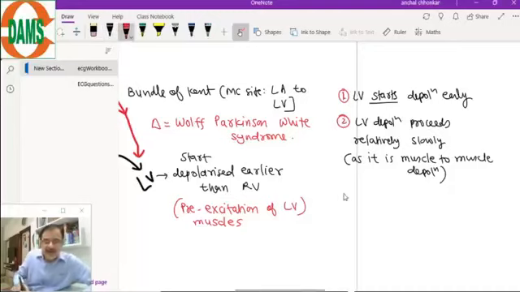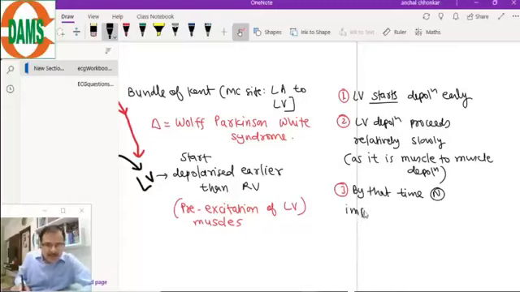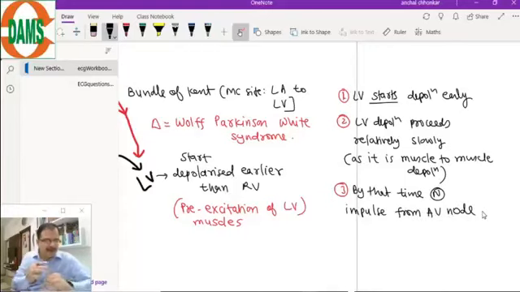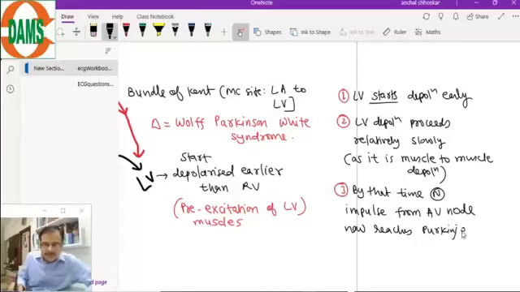So what will happen? Number three in the sequence: by that time, normal impulse from the AV node now reaches the rest of the ventricles, now reaches Purkinje fibers, and depolarizes the rest of the ventricles.